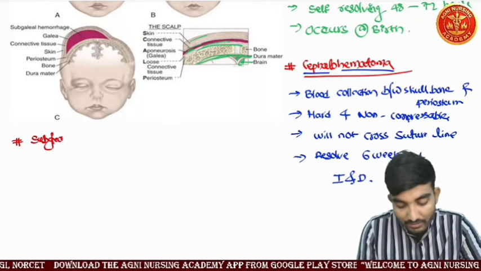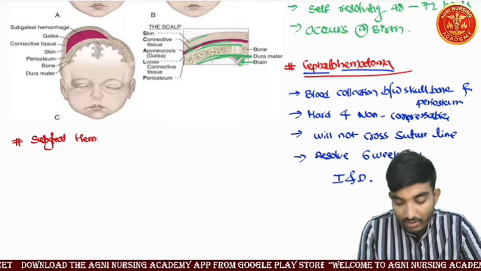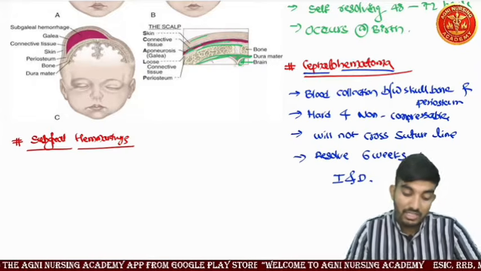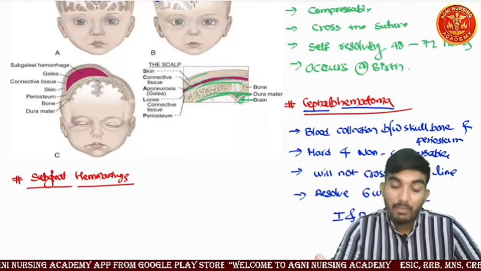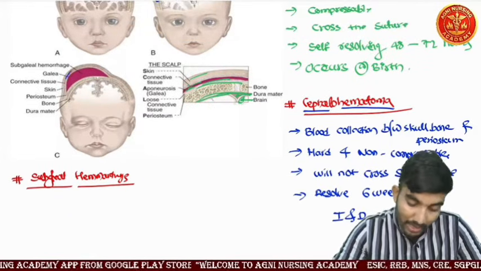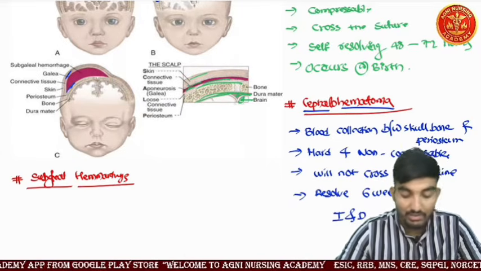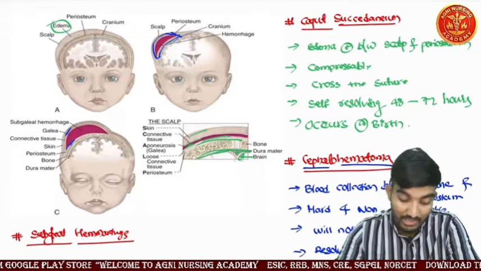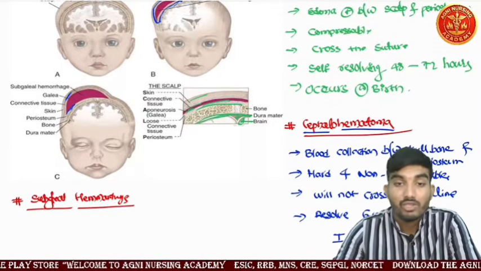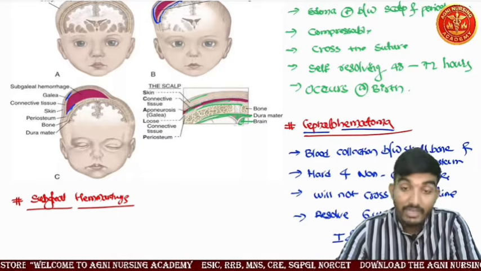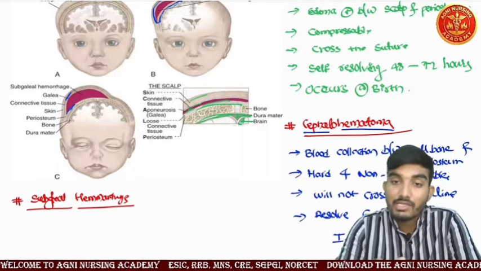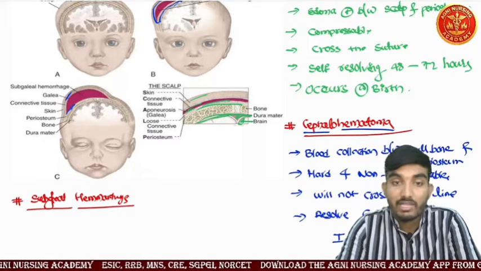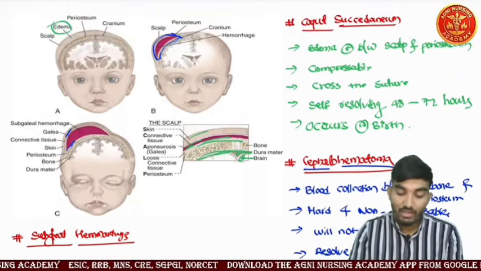Subgaleal hemorrhage is an emergency condition. Here there is a blood collection between the aponeurosis and the periosteum, and it also crosses the suture lines. There is a chance of fluid shifting, and hypovolemic shock will also occur in subgaleal hemorrhage. This is an emergency condition.